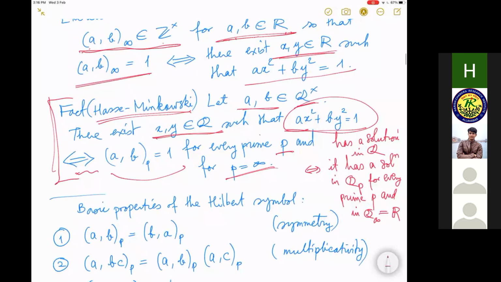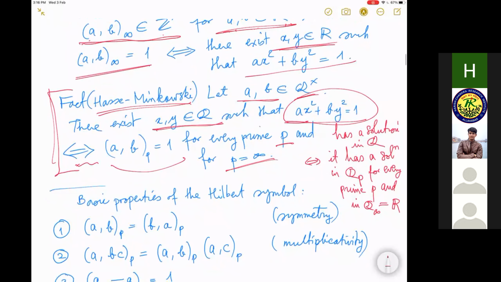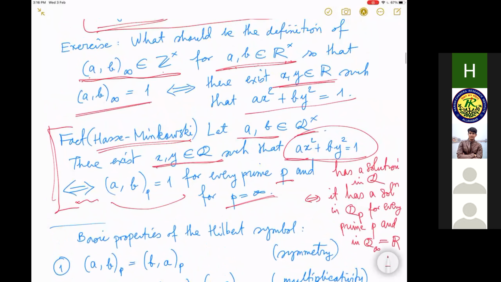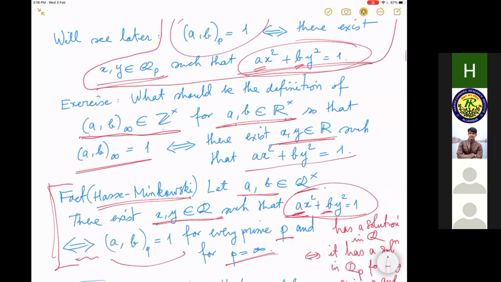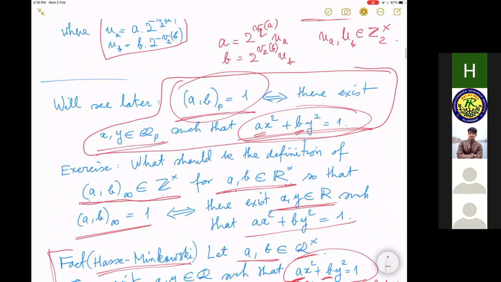But that's one of the basic places where the Hilbert symbol is used, right? But it's a purely local thing. I mean, these a and b don't have to be in Q star. If they are in Q_p star, here a and b are in Q_p star, then the Hilbert symbol is 1 if and only if this equation has solutions x,y in Q_p, right?